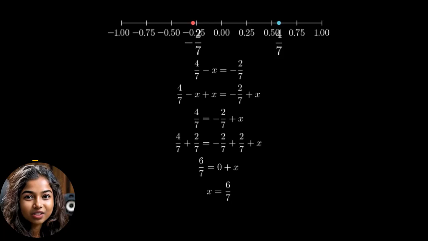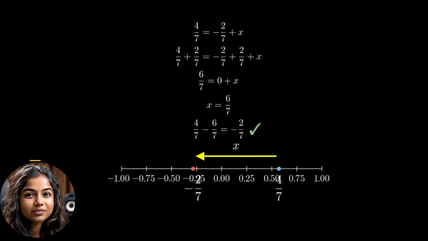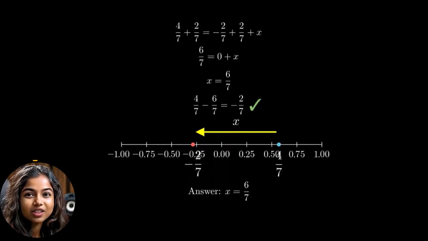Let's verify our answer by plugging it back into the original equation. 4/7 minus 6/7 equals -2/7. Therefore, 6/7 is the correct answer. Looking back at our number line, we can see that 6/7 represents the distance we needed to subtract from 4/7 to reach -2/7. This matches our algebraic solution perfectly. In conclusion, we found that when 6/7 is subtracted from 4/7, we get -2/7, making 6/7 our answer.